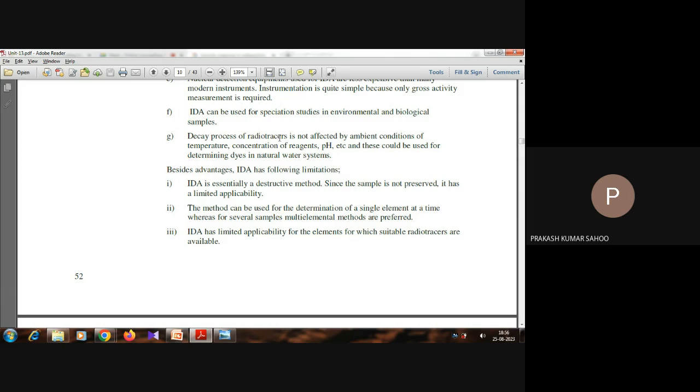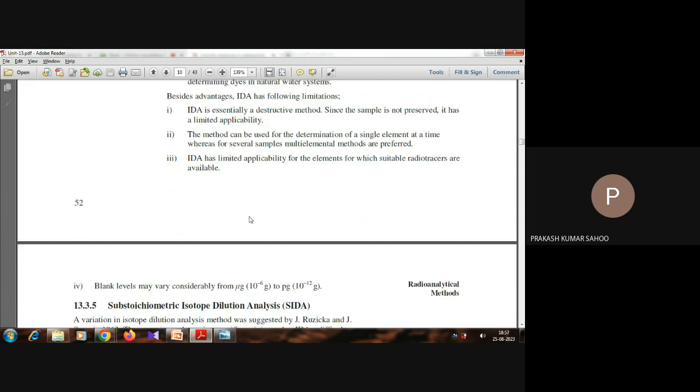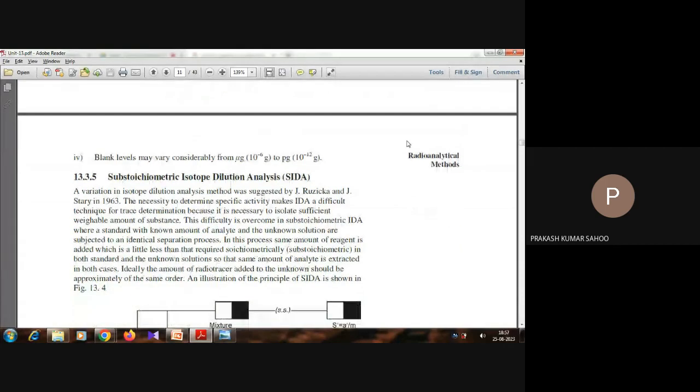Besides this, IDA has some limitations. It is a destructive method. The sample is destroyed because it is reacted with the radiotracer. Then the method can be used for the determination of a single element at a time, whereas a mixture cannot be analyzed. It is applicable only to elements for which suitable isotopes are available. Then the blank level may vary considerably from 10 to the 6, that is microgram, to picogram, 10 to the minus 2 gram.